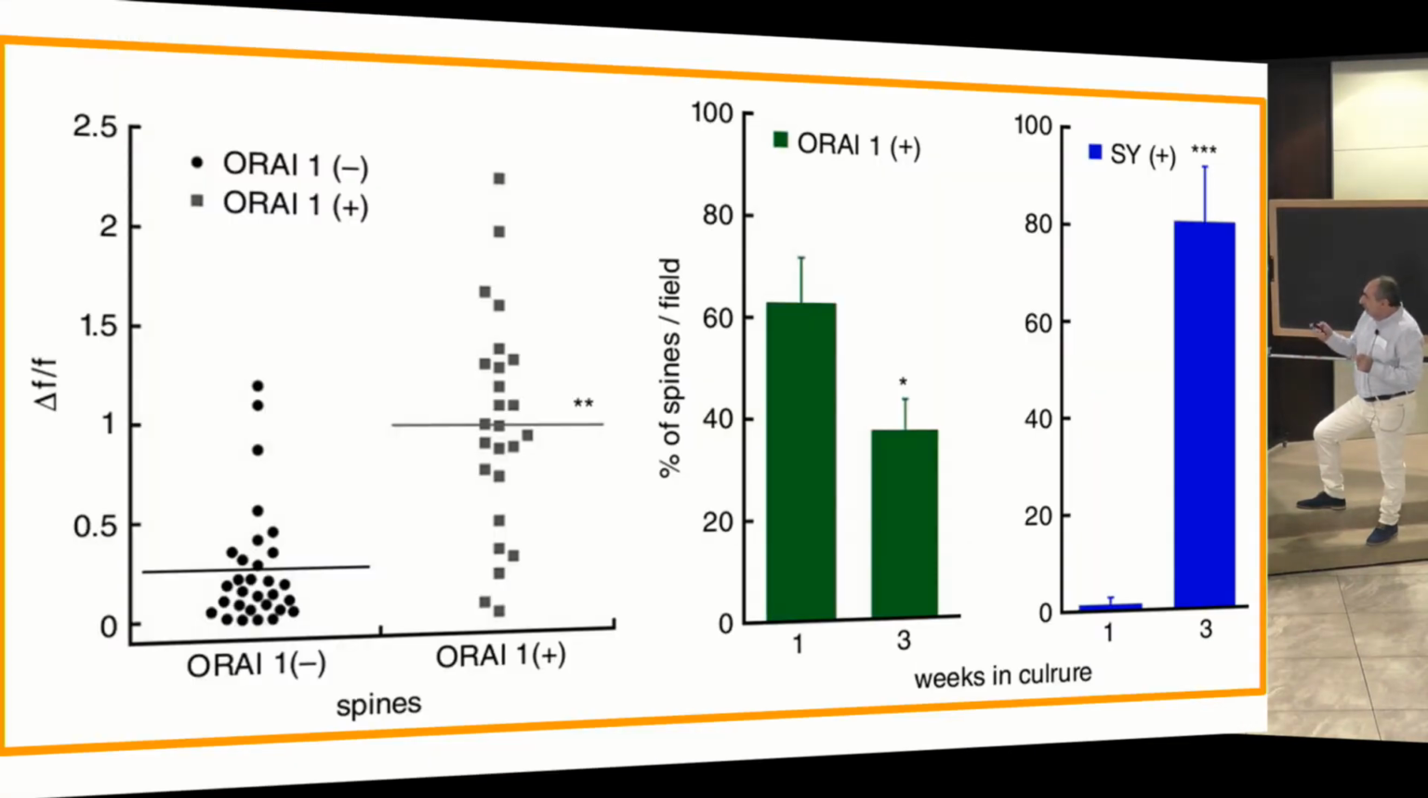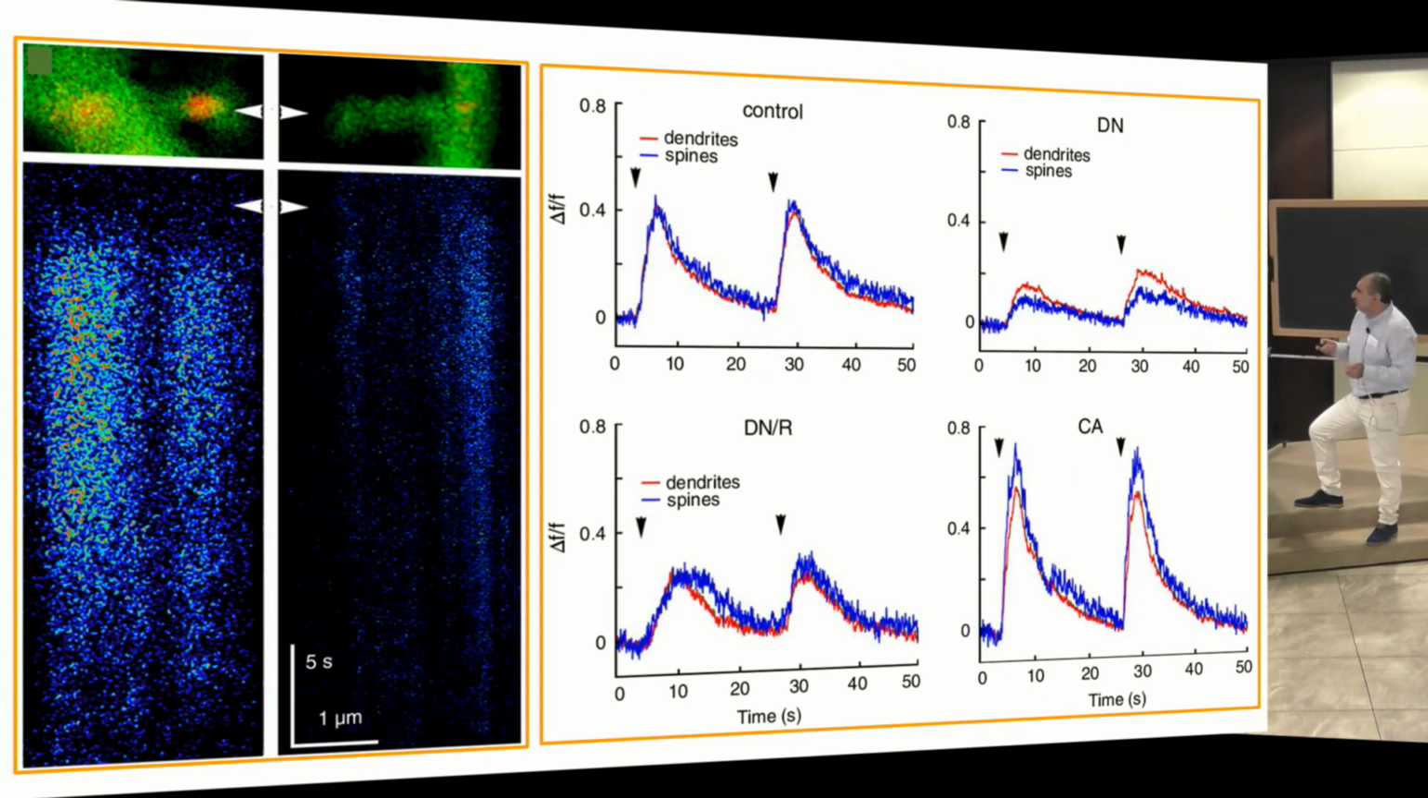Okay, so if you summarize, you can see responses in ORI positive spines. Some of them don't show any, but most of them do show, while ORI negative ones don't. I have to speed up a little bit to be in time.